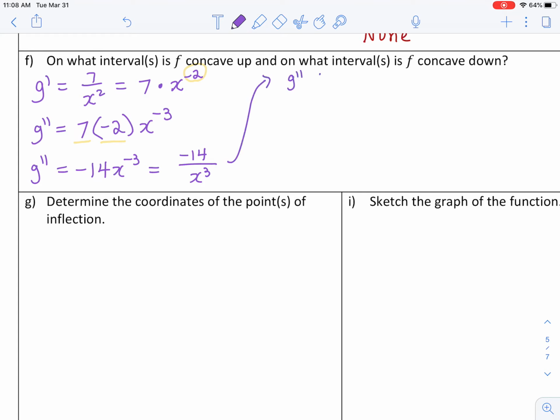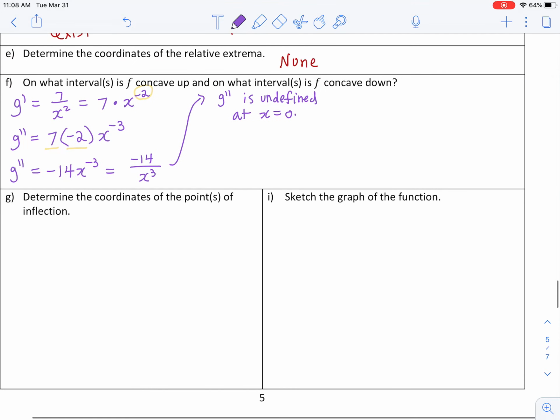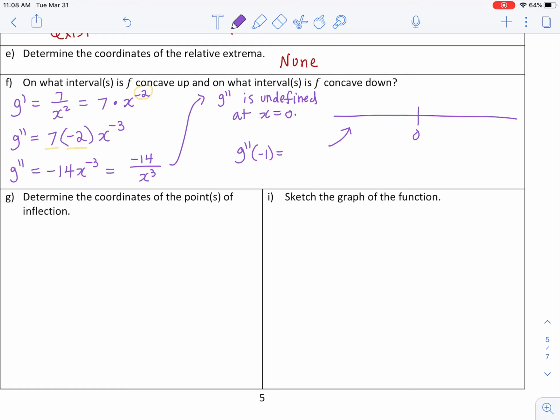Now, g double prime is undefined at what number? x equals 0, right? But this is never going to be equal to 0, but that's still fine. That is a, I shouldn't call it critical value, this time it may be our potential point of inflection, okay? So let's draw your number line, 0. But this time, you are plugging in values into the second derivative. If you want concavity, you want to use the second derivative. So plug in negative 1 or negative 2, any number that's smaller than 0.